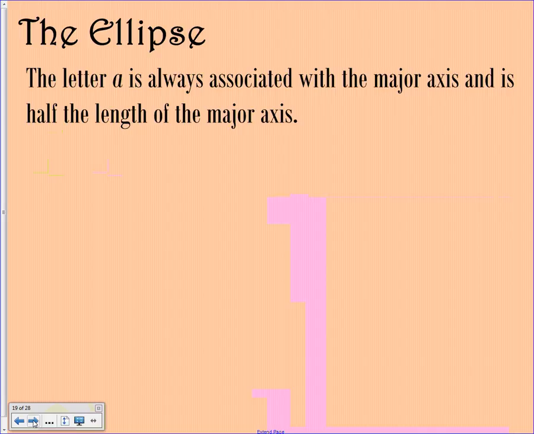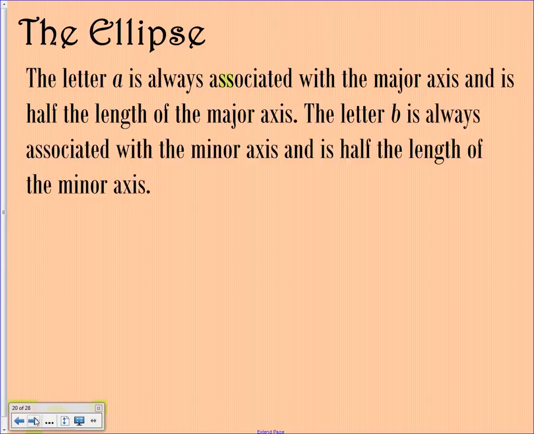So the letter A is always associated with the major axis, and it's half of the length of your major axis. The B is always associated with your minor axis, and it's also half of the length of the minor axis. So your A is your major, your B is your minor axis.